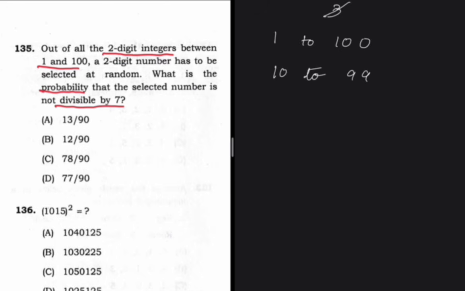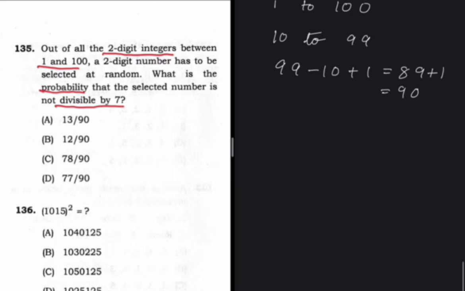First you need to find how many numbers are there in between 10 to 99. So we'll subtract 99 minus 10 plus 1, that is 89 plus 1 is equal to 90. So 90 numbers are there between 10 to 99. Next it says what is the probability that the selected number is not divisible by 7.